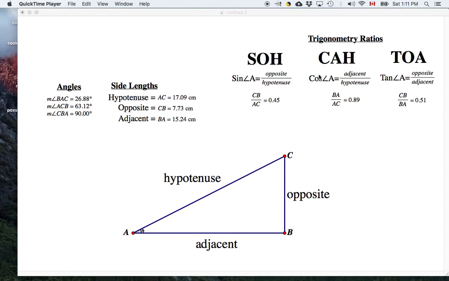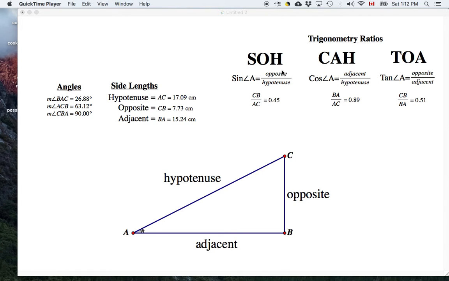And the cosine of the angle A, so if we hit cos of angle A, what we're asking our calculator for is the ratio of the adjacent side over the hypotenuse. So that's AB over AC, which in this case is 0.89. And last, we have a ratio called the tan. So the tan of angle A is the opposite over the adjacent, or CB over BA, which in this case is 0.51.